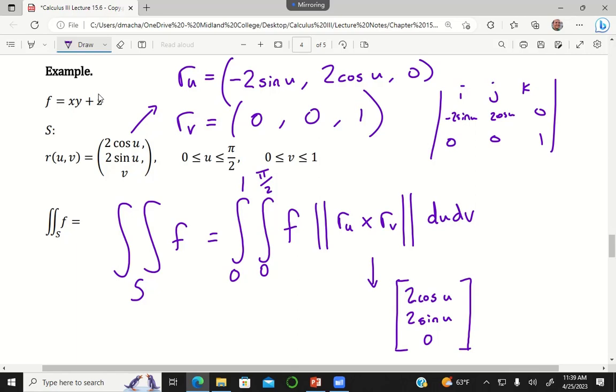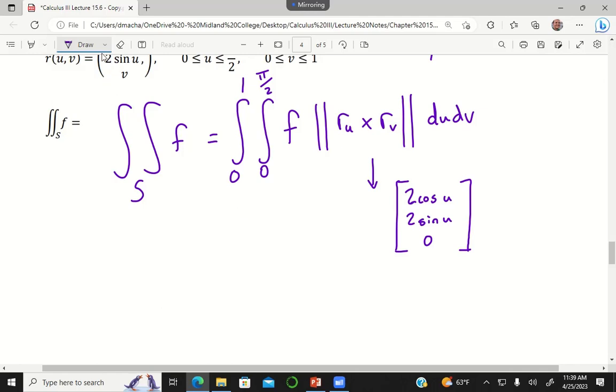Then what we have to do to take the norm of this vector is square the entries and then add them all together. So I will copy everything down again down here. Integral 0 to 1 of integral 0 to pi half of f, and f is x, y plus z.